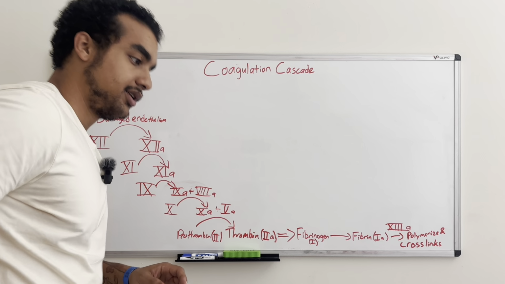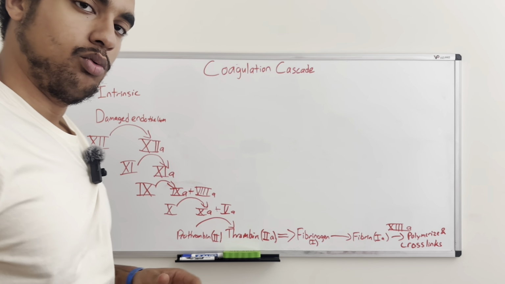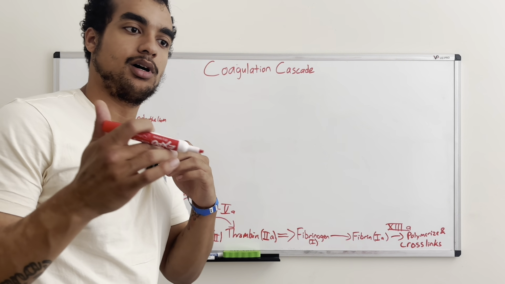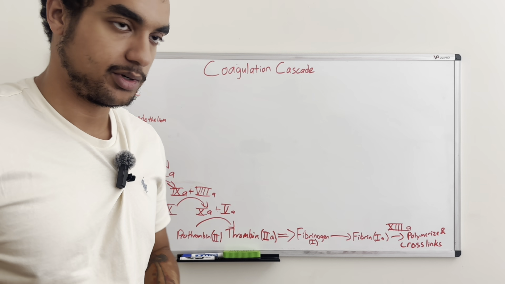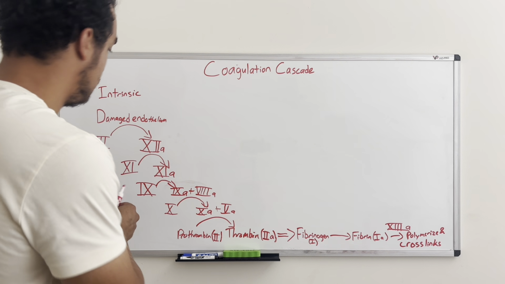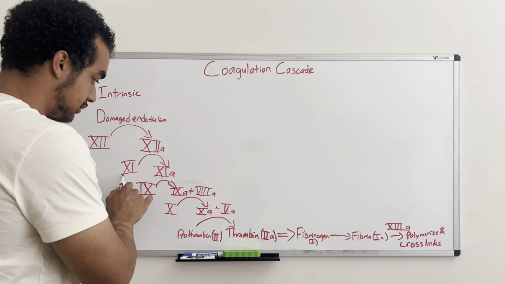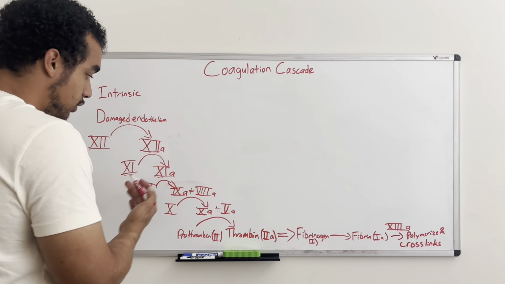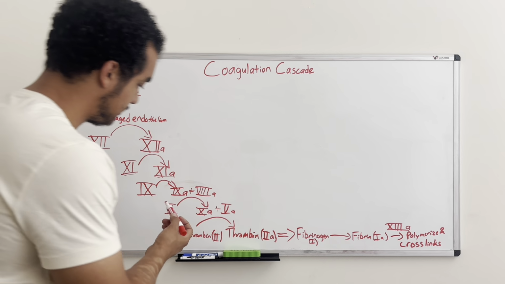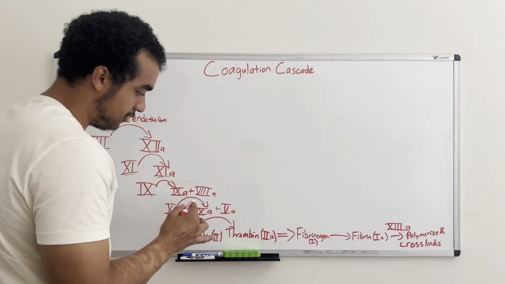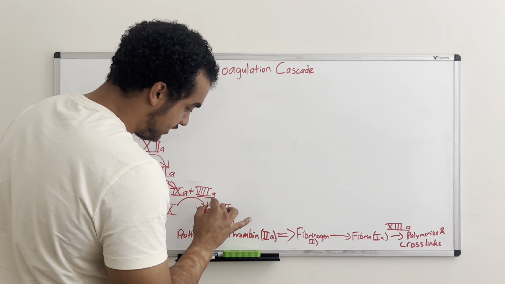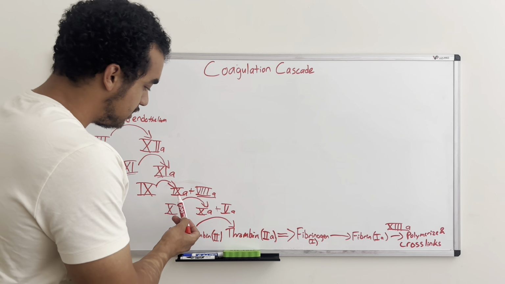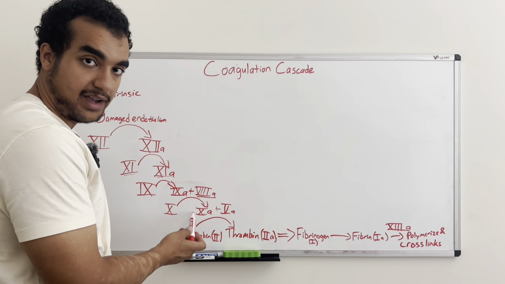Now, what have you noticed are the most important parts of the intrinsic pathway? Factor 11, because in the absence of factor 12, it can still do its job. You have factor 8A, because without factor or cofactor 8A, you can't activate factor 10.